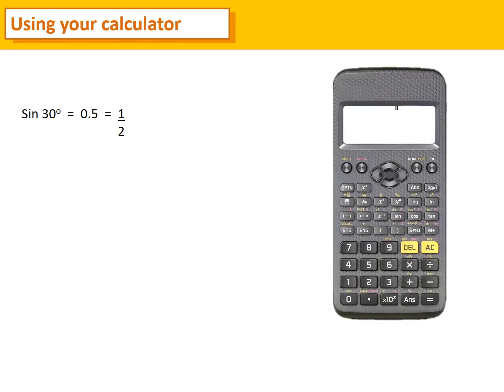Sine 30 degrees is 0.5 or 1/2. And what that means is, in a right-angled triangle with an angle of 30 degrees, the ratio of the opposite side to the hypotenuse is 1/2.